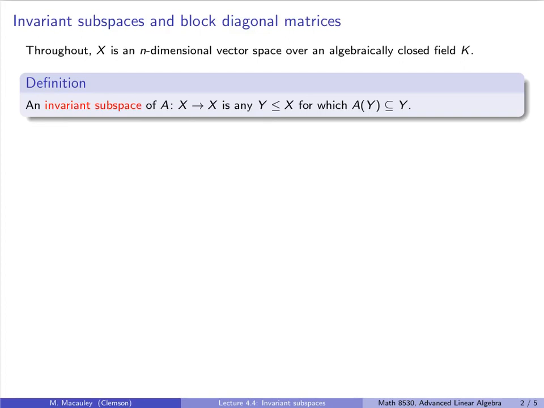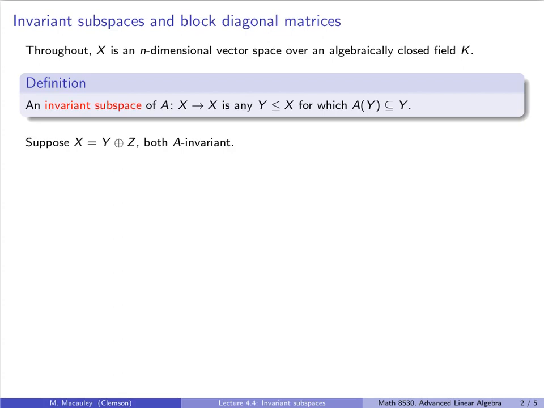An invariant subspace of a linear map A from X to itself is any subspace Y for which A of Y is contained in Y itself. Of course, it's also a subspace of Y, but the key point here is that if you start with Y and you apply A, you get back within itself. If we know A, we may refer to such a subspace as being A-invariant.